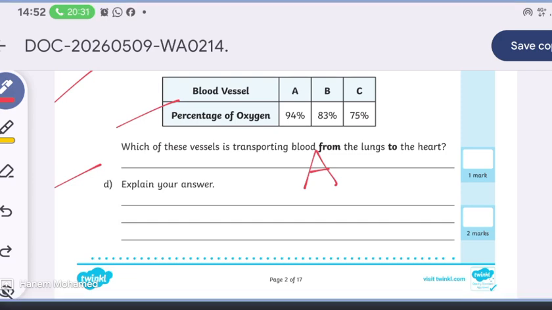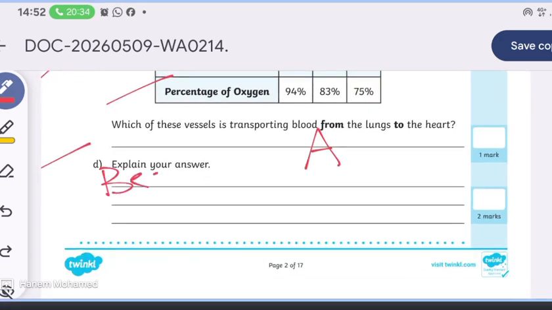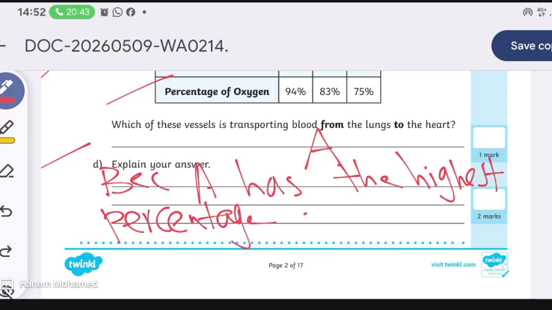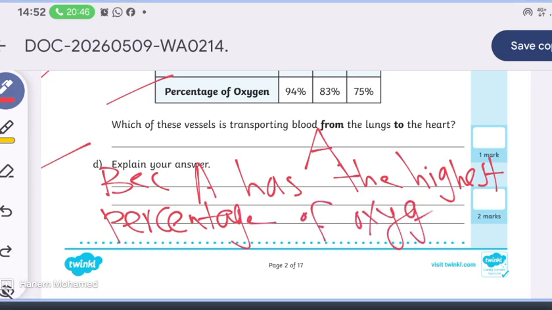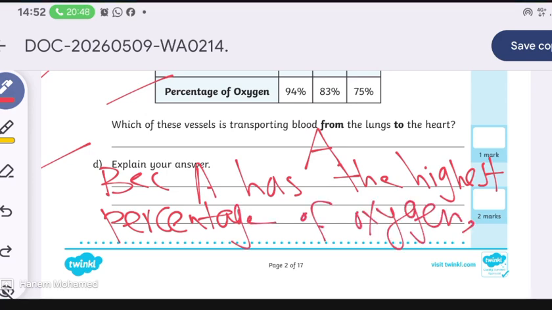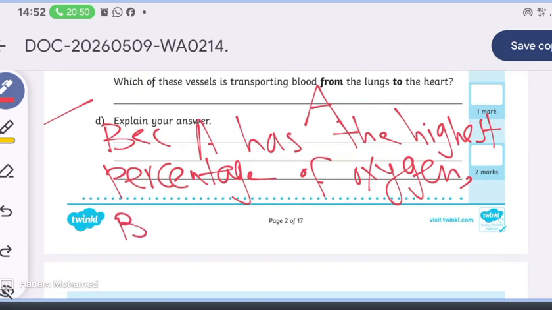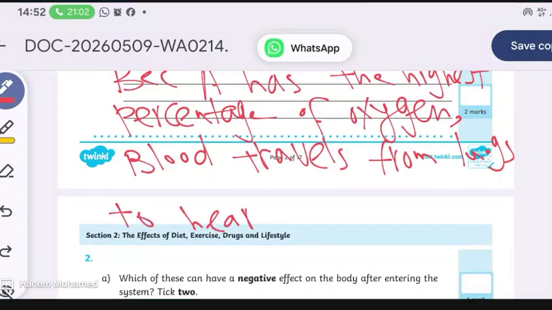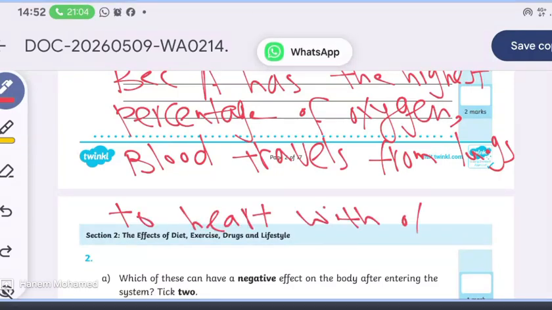Yeah. So we will say because A has the highest percentage of oxygen. Okay, so blood travels from lungs to heart with oxygenated blood.